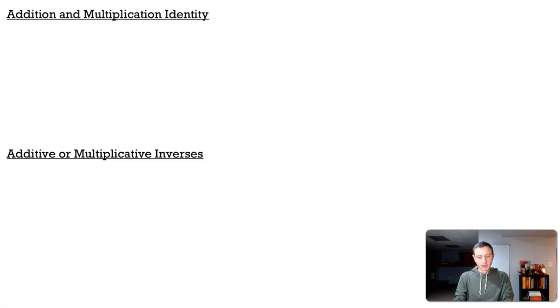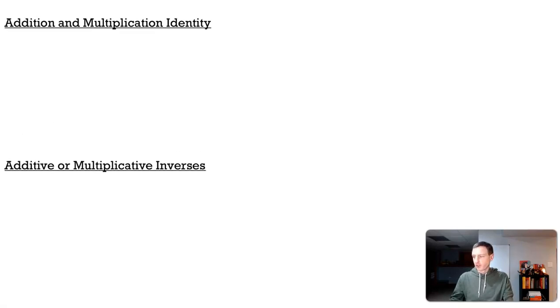Last thing I want to look at in this video is the addition and multiplication identities and the additive and multiplicative inverses. Think of the identity as just how do we get back what we have already. Let's talk about addition first. If I have the number 5, what would I add to 5 to get back 5? I would add 0. 5 plus 0 is 5. I'm adding nothing to 5, so I get right back to where I started.